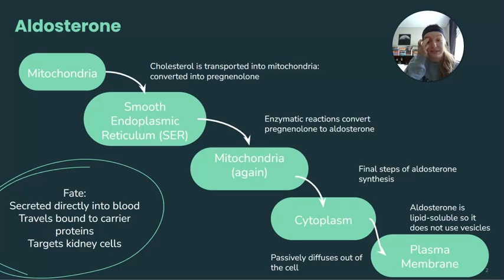The fate of aldosterone is that it's secreted directly into the blood. It travels bound to carrier proteins and it targets kidney cells. So specifically, it works to regulate sodium and potassium intake, and works a lot in the kidneys.